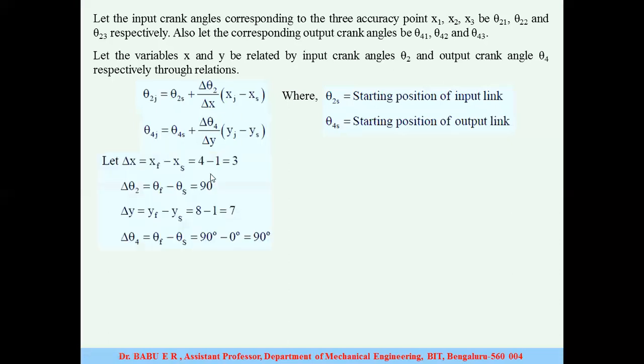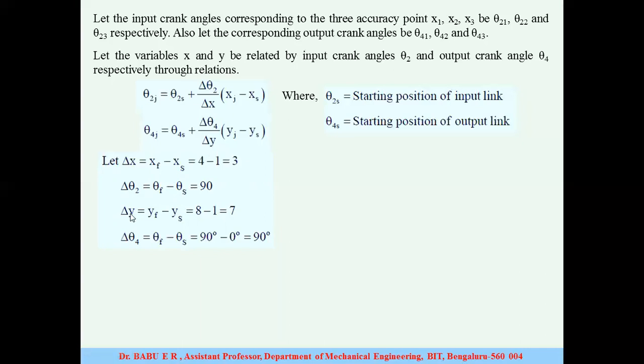Now let us take the value of delta x. Delta x is defined as x of final minus x of starting, or initial. So x of final we know is 4, the starting value of x is 1, so 4 minus 1 is 3. Similarly delta theta 2 is the range of the input link, given as theta final minus theta starting, which equals 90 degrees. This is given directly in the problem, so the input crank angle has a range of 90 degrees.